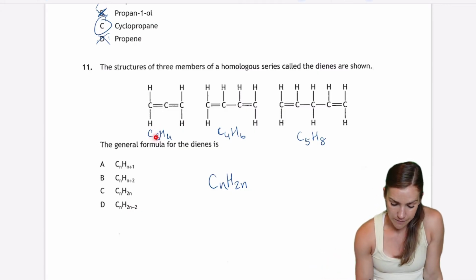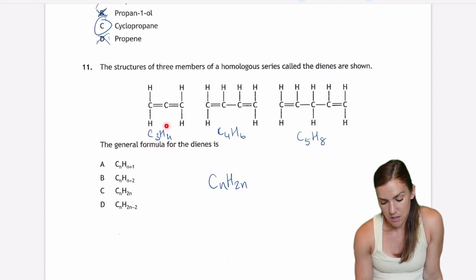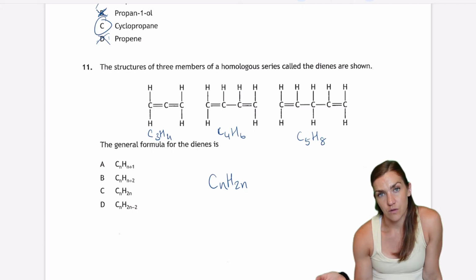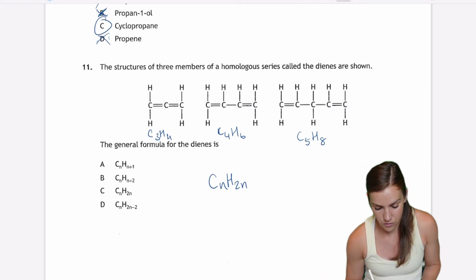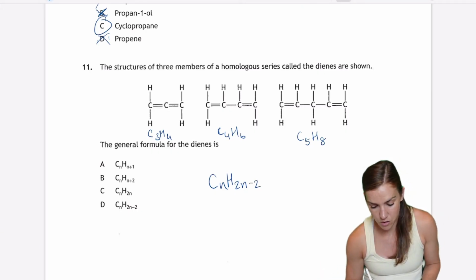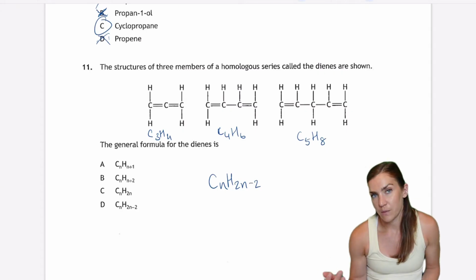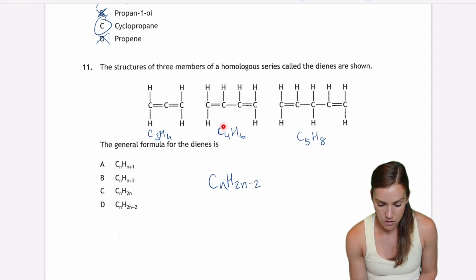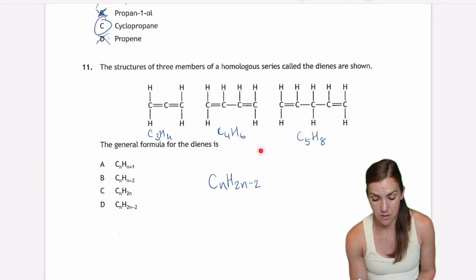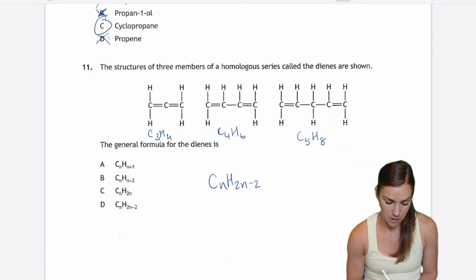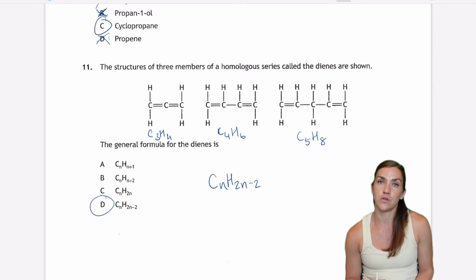So if we take the first one, always take the number of carbons and times it by 2. So 3 times 2 is 6. To get to 4, we would have to take away 2 from that. So that suggests our general formula would be CnH2n-2. Once we've got that, we then just double check it against all the rest. So 2 times 4 would be 8. If we took away 2, that would give us the 6. 2 times 5 is 10. If we took away the 2, that would give us the 8. So it looks like that's definitely our general formula, CnH2n-2.